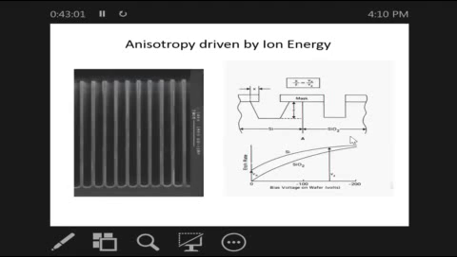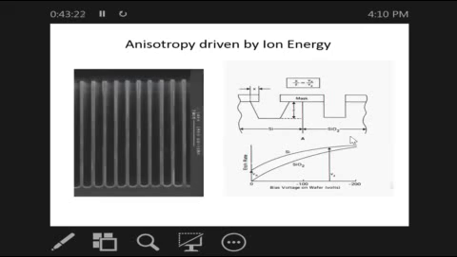But in the case of dry etching, we don't want that side wall etching. Only toward the bottom side. That 100% anisotropic etching is our target. That way, we can make a very fine pattern.